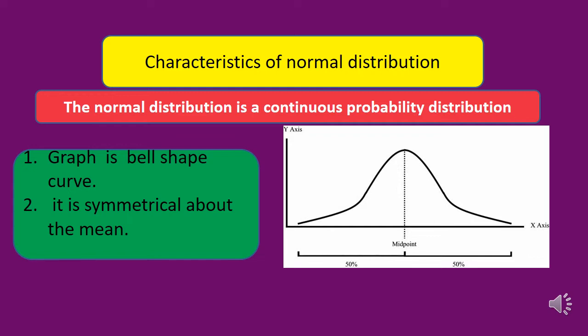From the mean, we can divide this graph into two equal halves, and that is called symmetrical. Therefore, this graph is symmetrical about the mean.